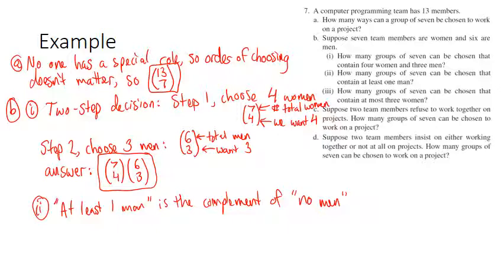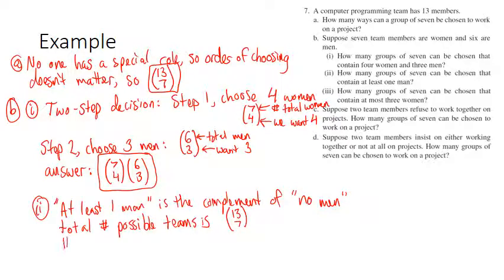Okay, so what I'm going to do is calculate how many ways there are to get no men, and then subtract that from the total number of groups that I could have. So the total number of possible teams is 13 choose 7.